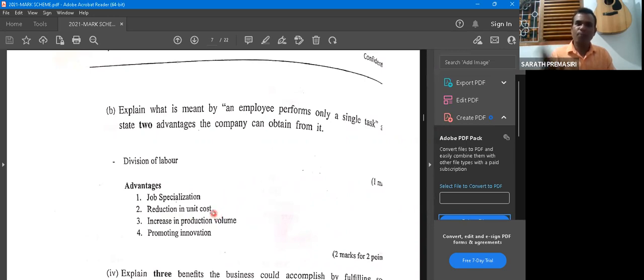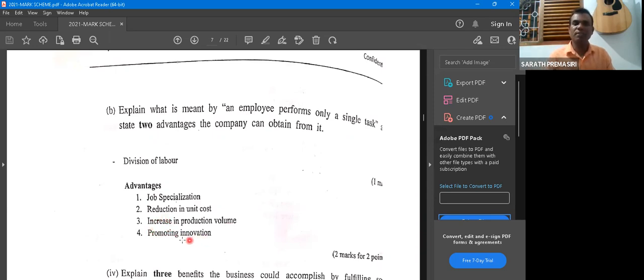Because every employee becomes specialized in doing a special task. So when a single person becomes specialized in doing something, the unit cost can be minimized. Unit cost of a unit is minimized. Increasing production volume, the number of units can be improved.